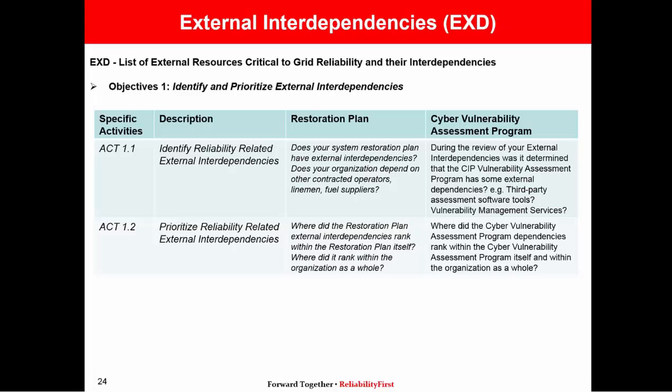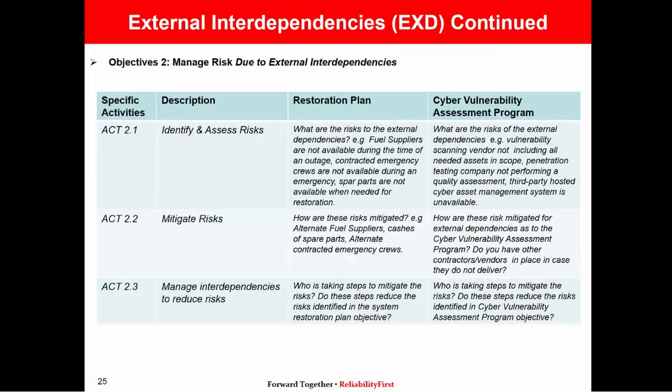In Objective 2, we want to identify, assess, and mitigate the risks associated with any of these interdependencies that we previously identified. And finally, we want to manage the interdependencies in a longer-term view to reduce the risks as much as possible. For our system restoration plan, we've already identified the need for fuel, tree trimmers, and linemen. So during a disturbance, there may be additional risks that would prevent those external interdependencies from being realized. These are the risks that we need to have identified, mitigated, and managed.